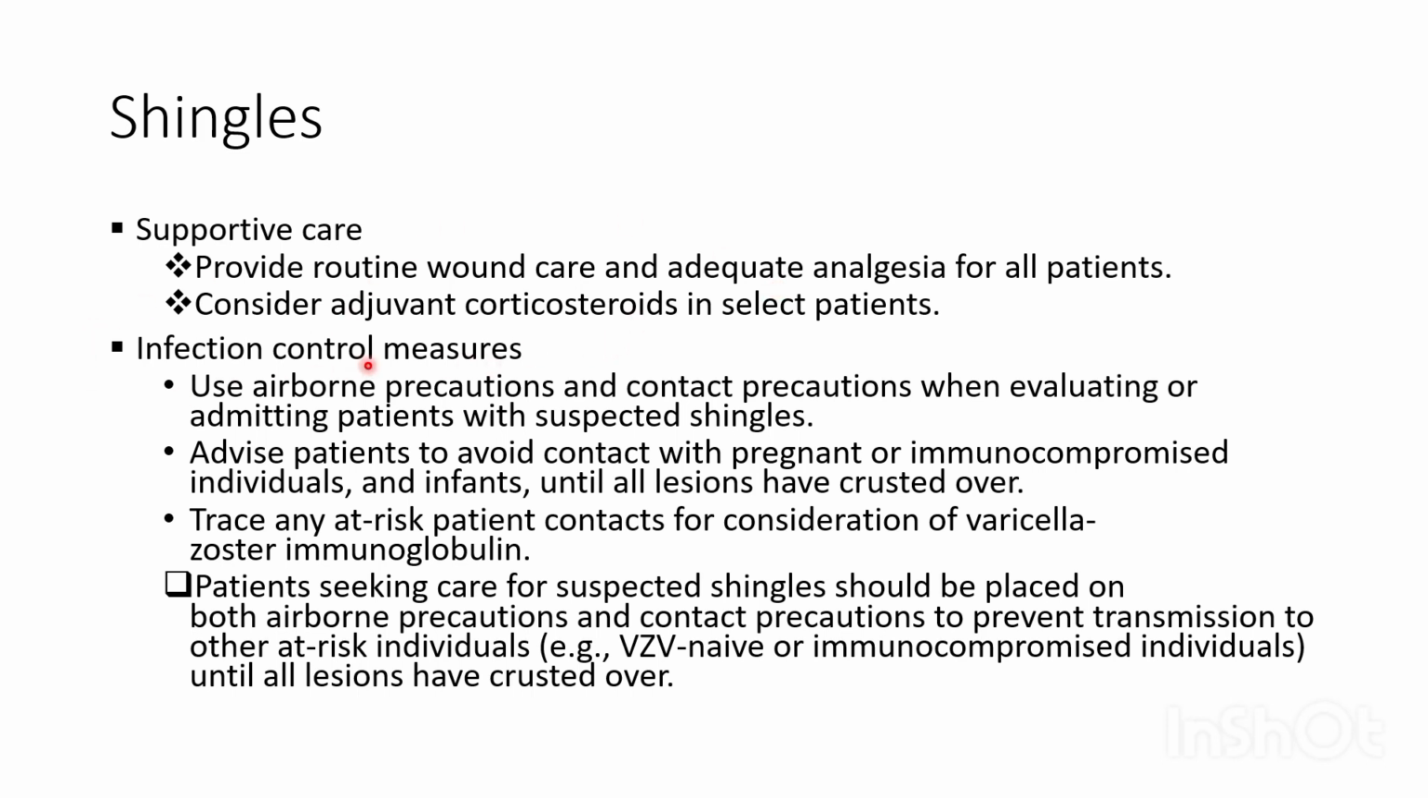Infection control measures: use airborne precautions and contact precautions when evaluating or admitting patients with suspected shingles. Advise patients to avoid contact with pregnant and immunocompromised individuals and infants until all lesions have crusted over. Trace any at-risk patient contacts for consideration of varicella zoster immunoglobulin. Patients seeking care for suspected shingles should be placed on both airborne precautions and contact precautions to prevent transmission to other at-risk individuals, for example varicella zoster virus naive or immunocompromised individuals, until all lesions have crusted over.